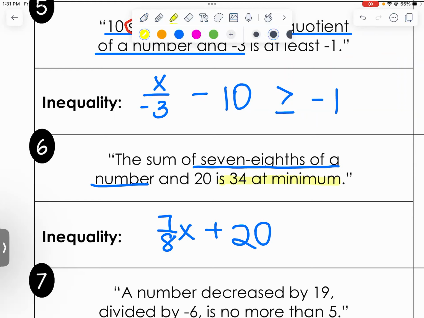Is minimum 34. This says minimum. So what's our sign, Tony? Minimum plus, wait, greater than, or good, 34, like that. Yeah, so minimum 34 and above. Minimum is 34.